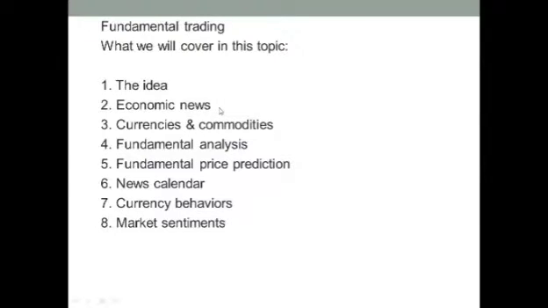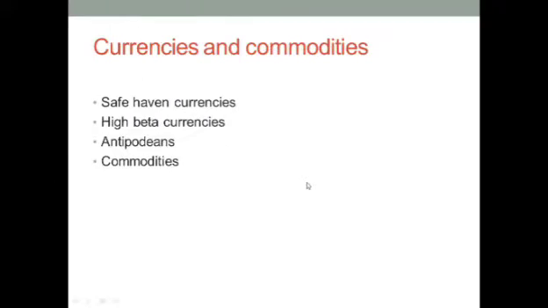In the previous fundamental trading class we talked about currencies and commodities, and I think that's where we stopped. In this class, we're going to continue from there. I mentioned the safe haven currencies, the high beta currencies, the antipodeans, and the commodities. I explained safe haven currencies, so in this class, we're going to be talking about high beta currencies.